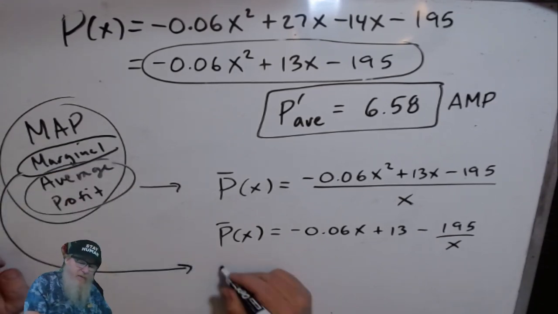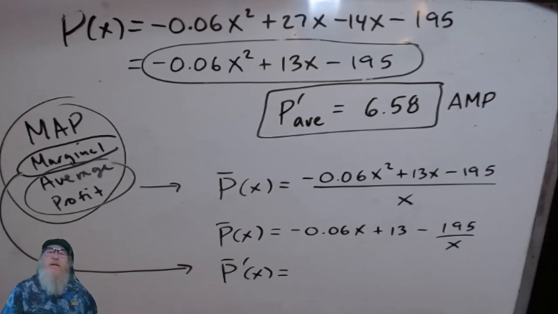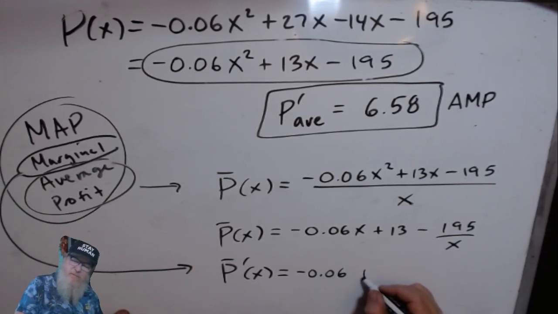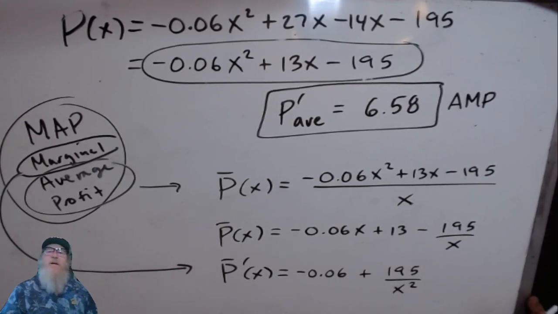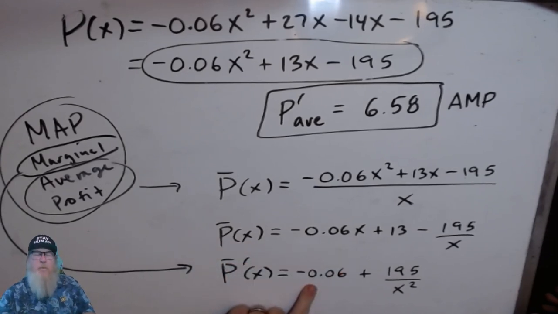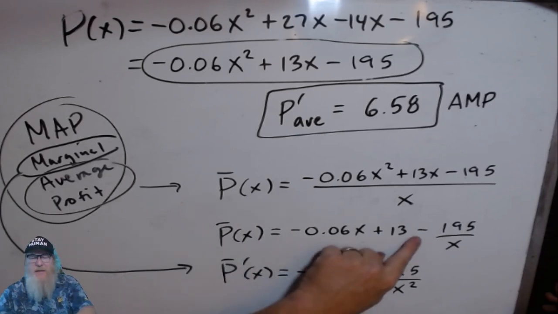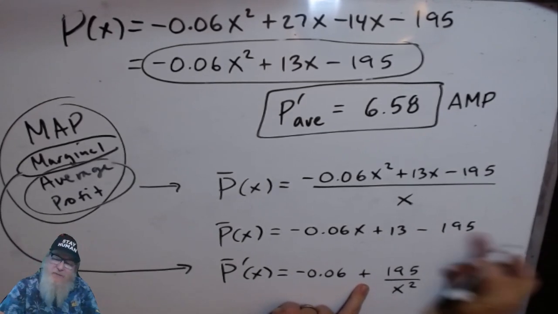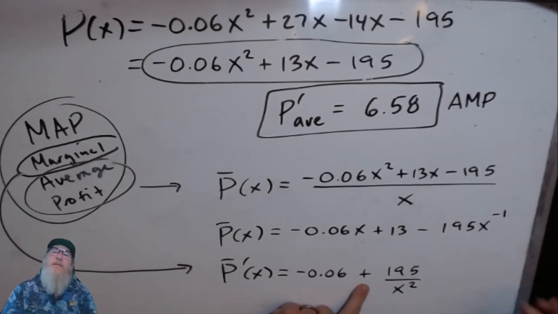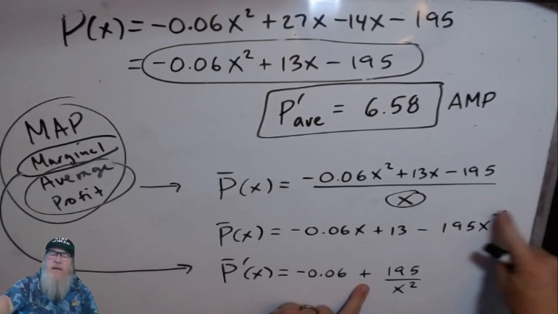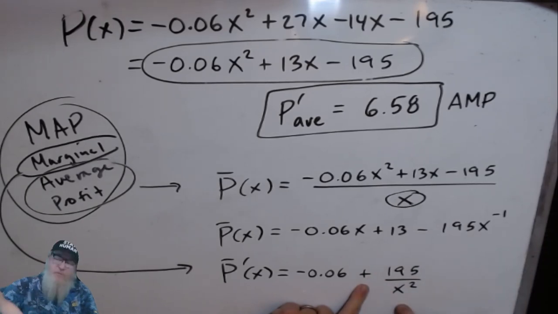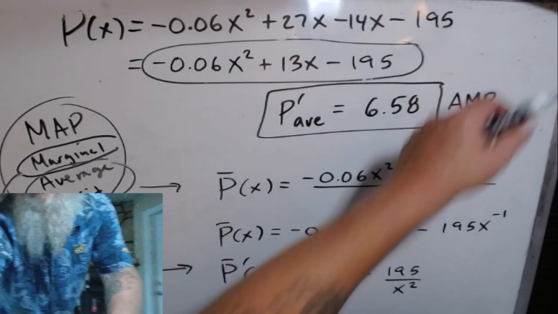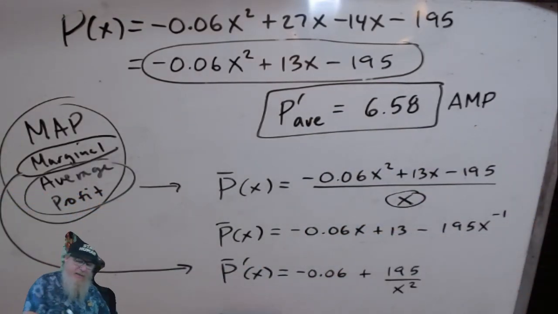Then you take the derivative. Now remember, the derivative of negative 0.6x is negative 0.6. The derivative of 13 is 0. And the derivative of negative 195 over x changes to positive. Yeah, it's a negative times a negative. Sometimes it's helpful to write it this way. Instead of over x, put x to the negative 1. And then when you multiply, negative times a negative turns to positive, and then the power goes to x squared. All right. And then you plug in 107.